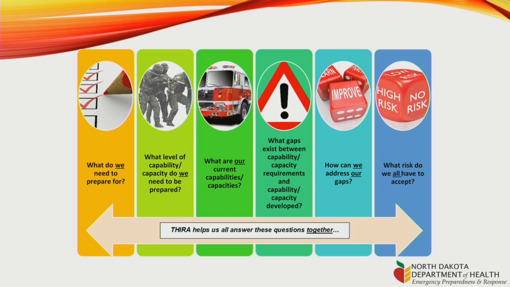THIRA helps us answer many questions, and we answer these questions together. What do we as a state need to prepare for? What level of capability and capacity do we need to be prepared? What are our current capabilities and capacities? What gaps exist between capability and capacity requirements and the capability and capacity developed? And how can we address our gaps as a state? What risk do we all have to accept?